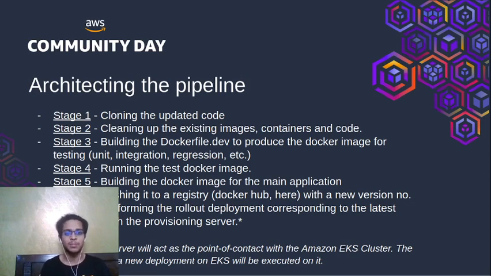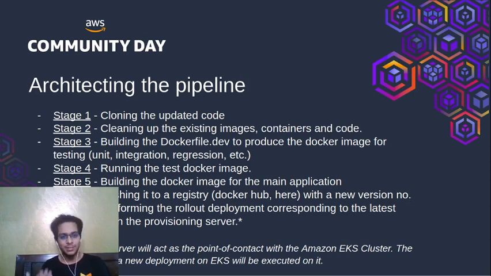So stage 3 will basically build the Dockerfile.dev and call it, let's say, the test image. Then stage 4 will run that test Docker image. Now when this test Docker image runs, it will execute all the tests associated with it, like unit testing, integration testing, regression testing, load testing, anything. So basically the entire testing workflow is going to be dependent on this test Docker image.